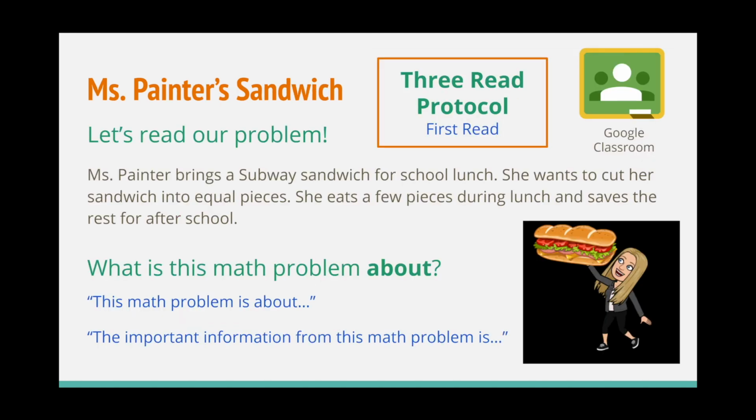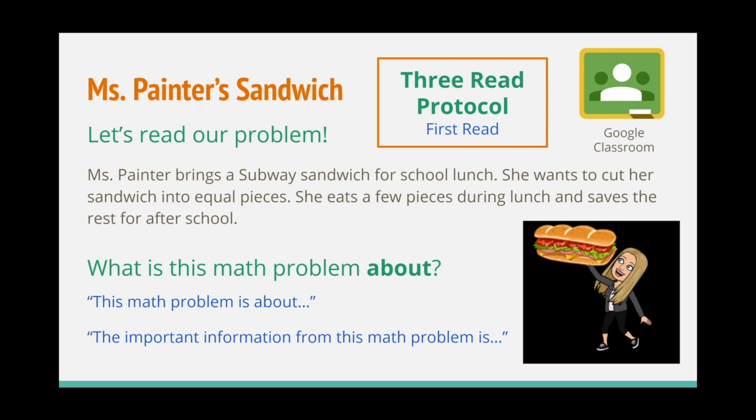Alright, so the problem we're going to read today is called Miss Painter's Sandwich. Let's read our problem. Today we're going to be doing the 3 reads protocol, so we're going to read this problem 3 different times. And while I'm reading, I want you to be thinking, what is this problem about? Miss Painter brings a Subway sandwich for school lunch. She wants to cut her sandwich into equal pieces. She eats a few pieces during lunch and saves the rest for after school.